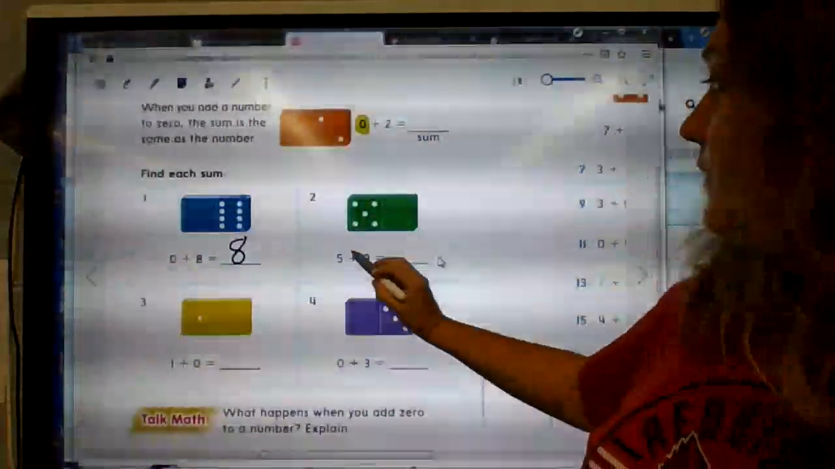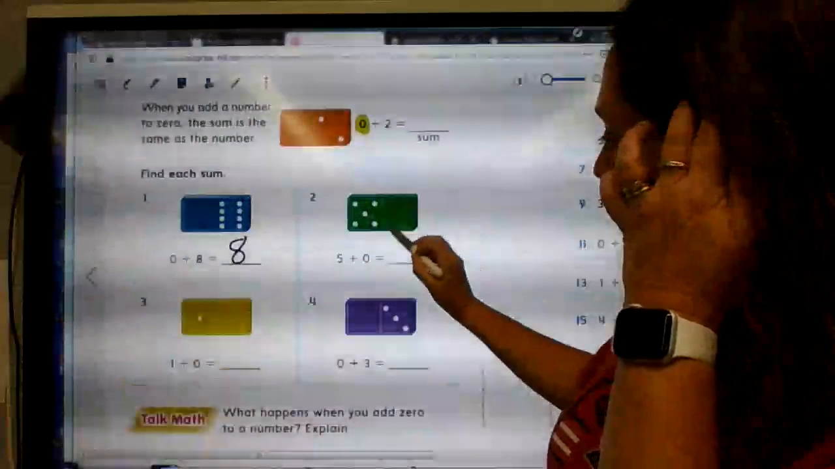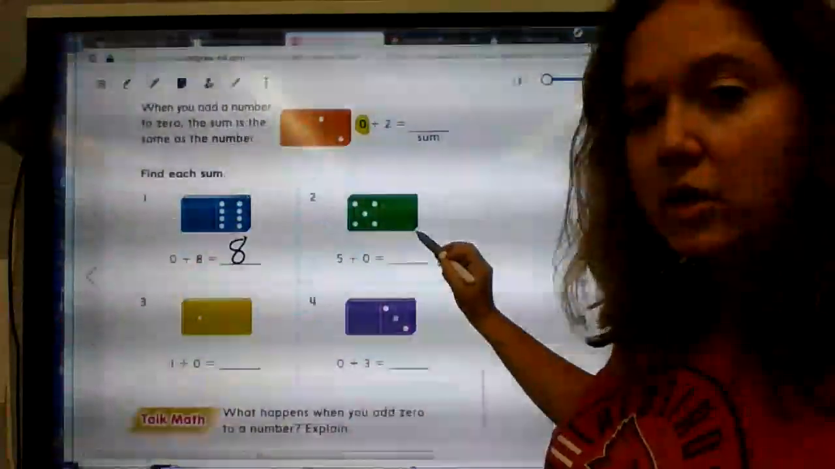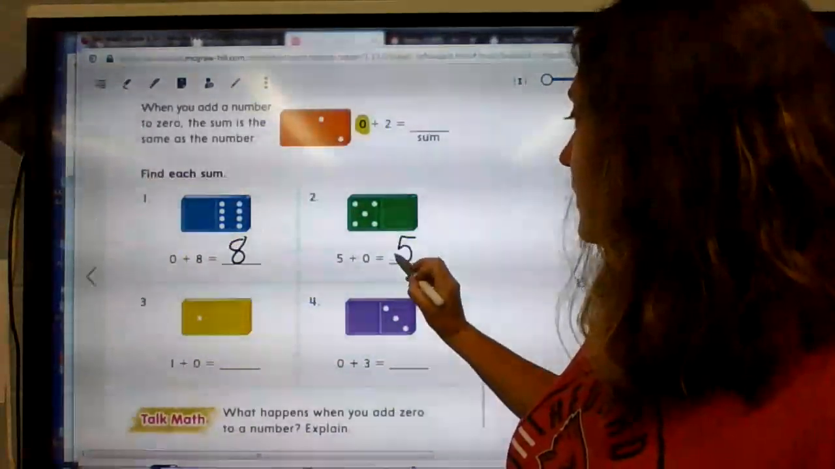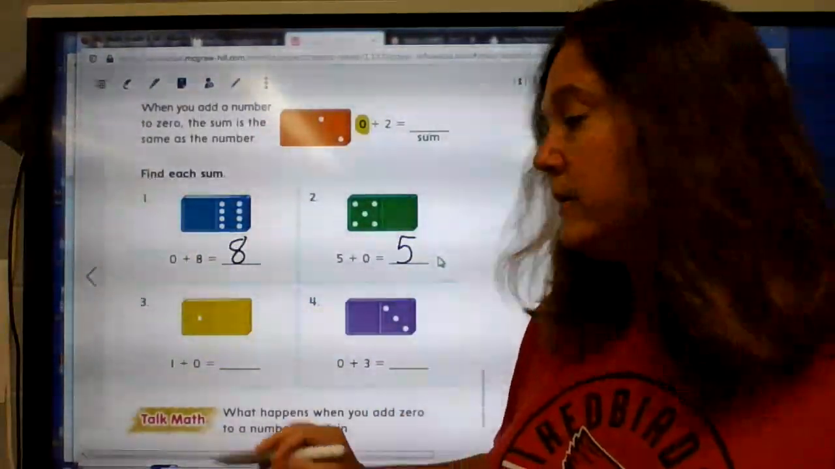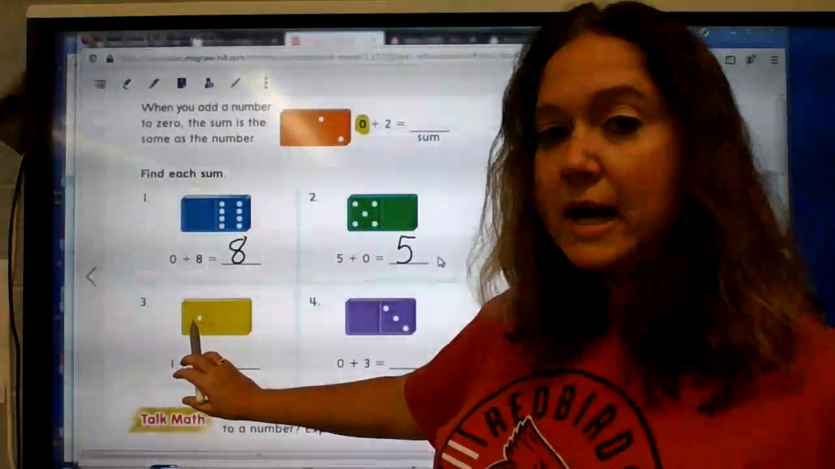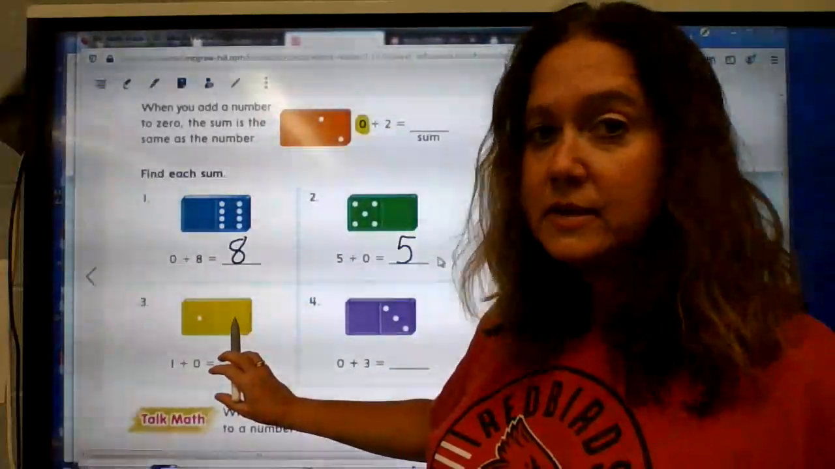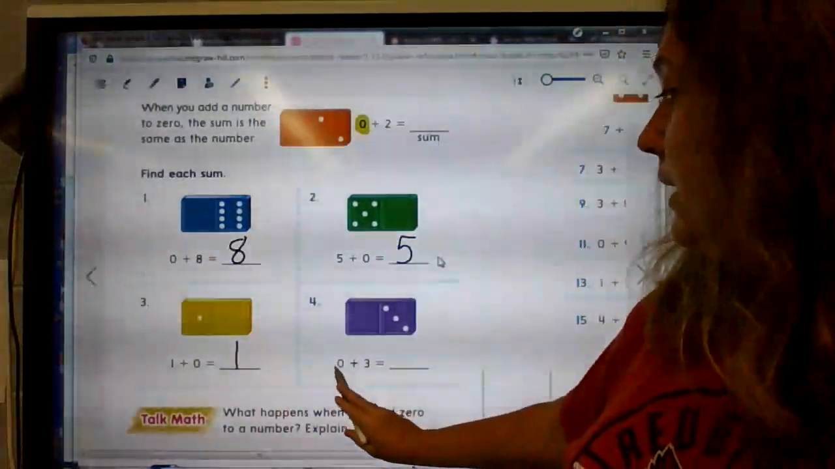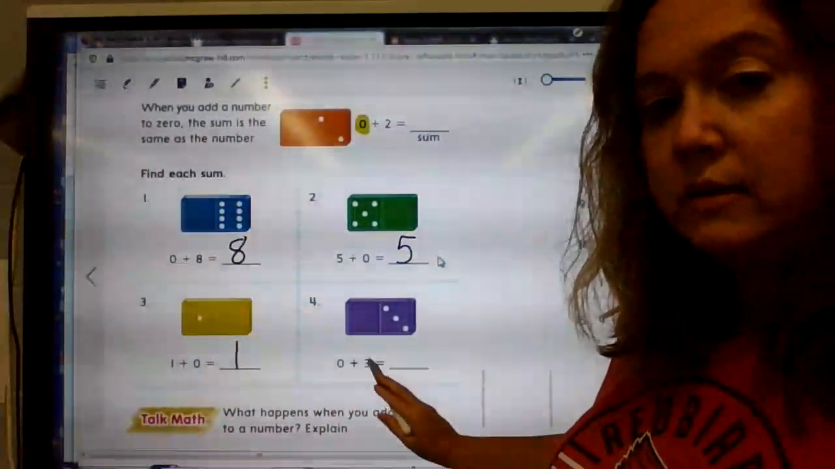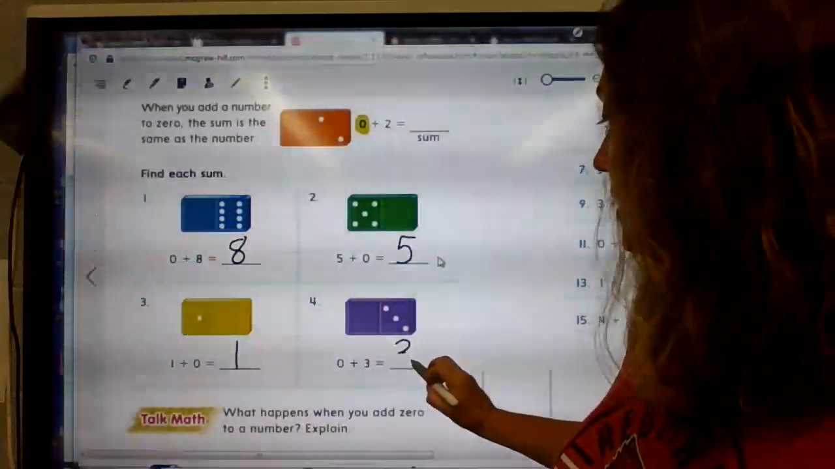Number 2, 5, because there are 5 dots on the first part. 0, because there's nothing here. 5 plus 0 equals 5. It's always the other number. And number 3, 1 plus 0. There's 1 dot. There's no dots in the second one. So 1 plus 0 is 1. 0 plus 3. Nothing in the first, but 3 in the second. 0 plus 3 is 3.